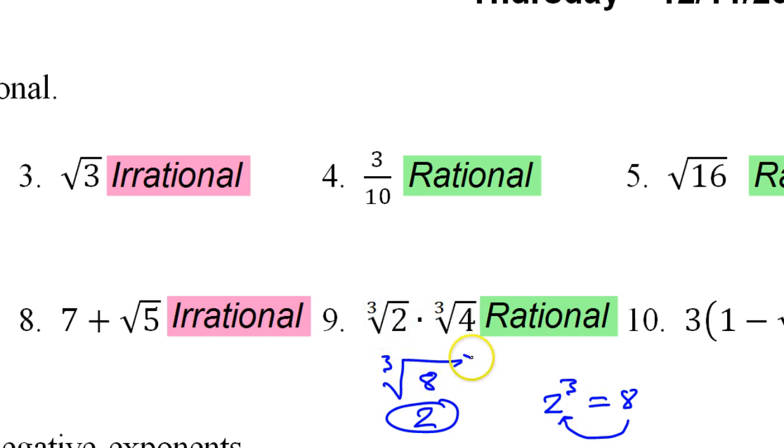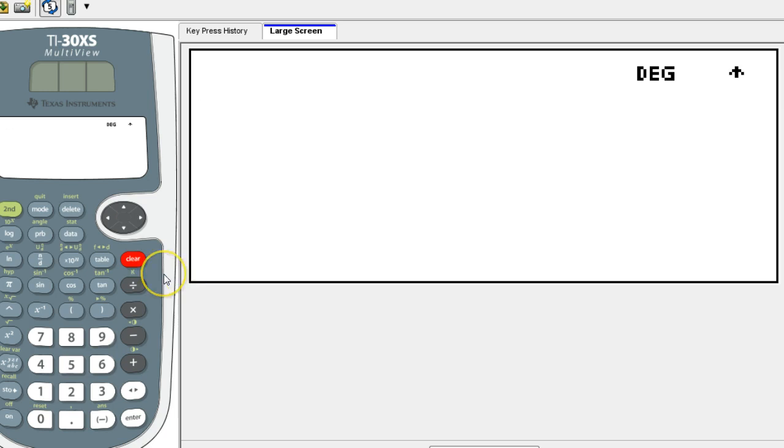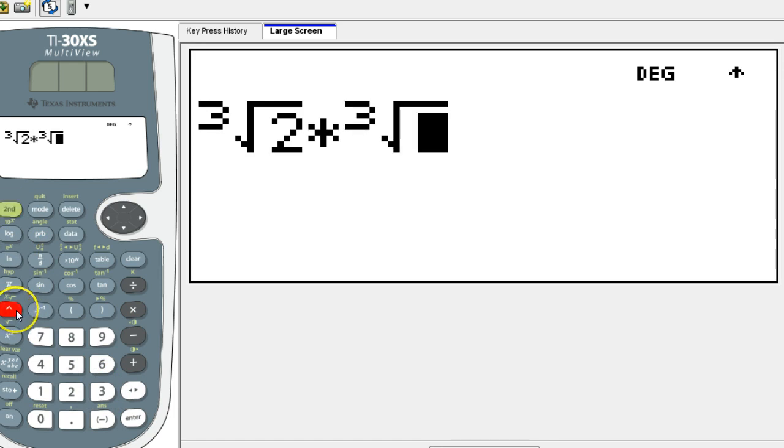Now, if you don't understand anything that I just did about the cube root of 8, and if you couldn't have done that in your head, then you have another shot at it as long as you have a TI-30XS MultiView and you know how to use it. You can type this expression in your calculator. If you want to do the cube root, you need to type the 3 first. And then see this little x root? If you type second caret, it turns it into the cube root. So the cube root of 2, and then times the cube root of 4. And like I said, that becomes 2, which is clearly a rational number.